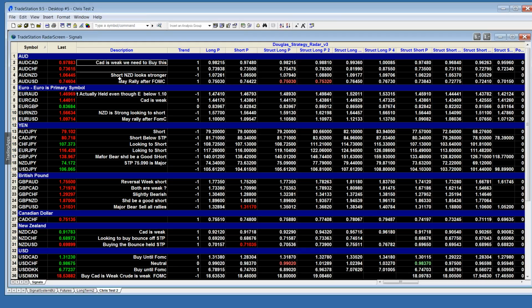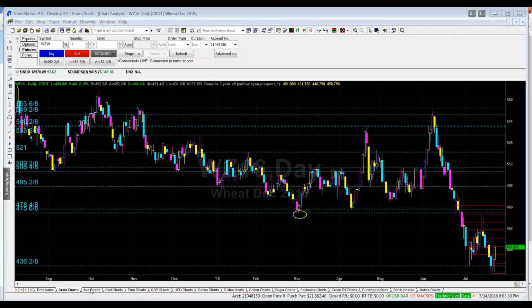So for example, the Aussie CAD: the CAD is weak, so we need to buy the Aussie CAD. That would be the general direction of the trade. And if we come to the charts, we'll go and see the Aussie CAD.